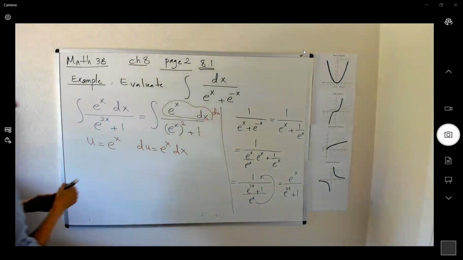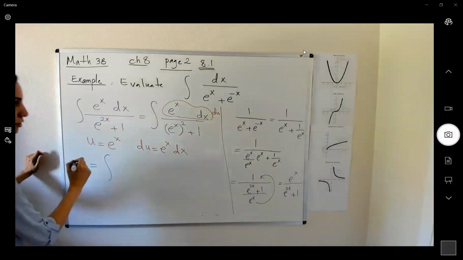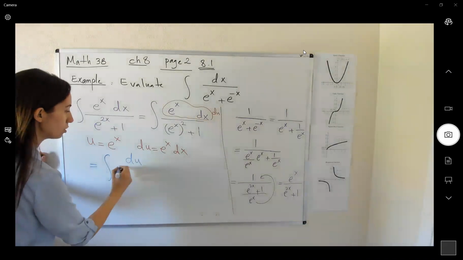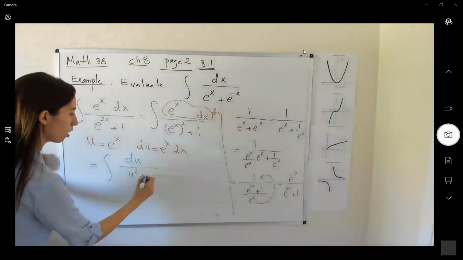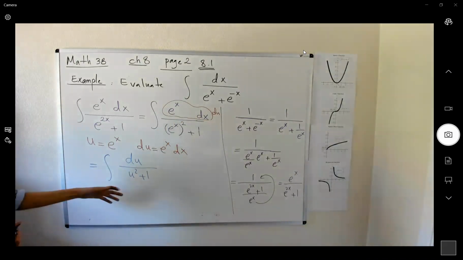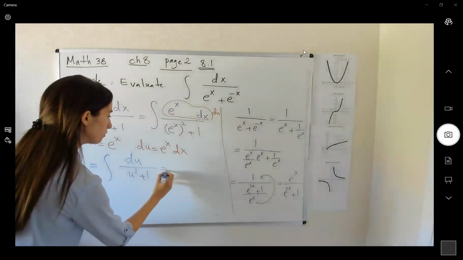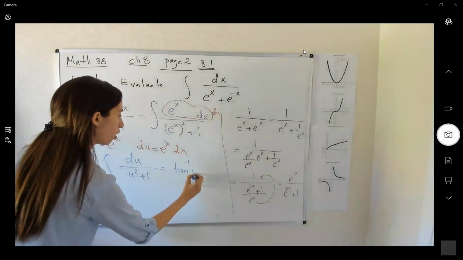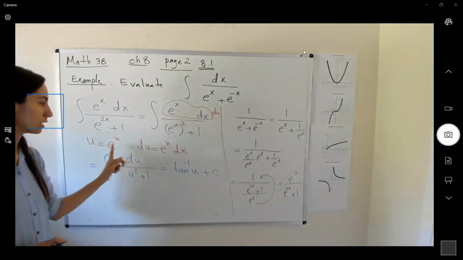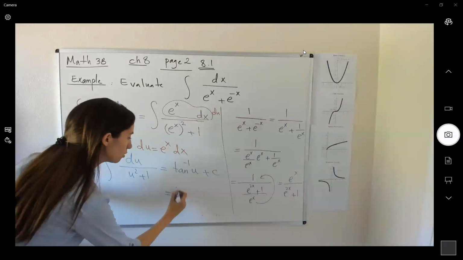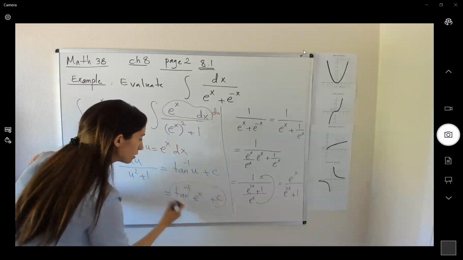So my integral is now equal to the integral where on the numerator I have du divided by, on the denominator, u squared plus 1. But what is this integral? du over u squared plus 1. This is inverse tangent of u plus constant of integration. What is u? u is e to the x. So this integral is equal to inverse tangent e to the x plus constant of integration.